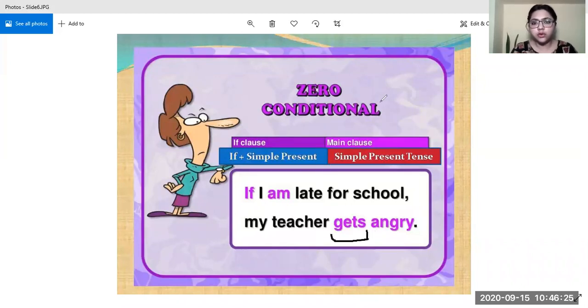So when the zero conditional comes, we will observe that after if there is a simple present tense in the if clause. And in the main clause, there is again a simple present tense, okay? So when in both the clauses of the sentence we find the simple present tense, then we know that it is a zero conditional sentence.